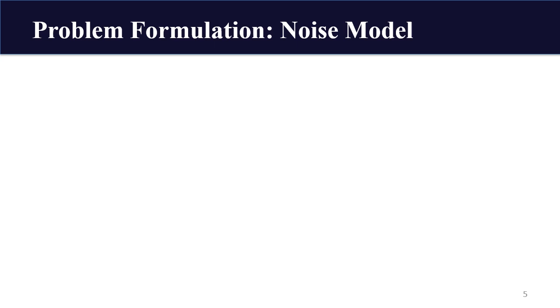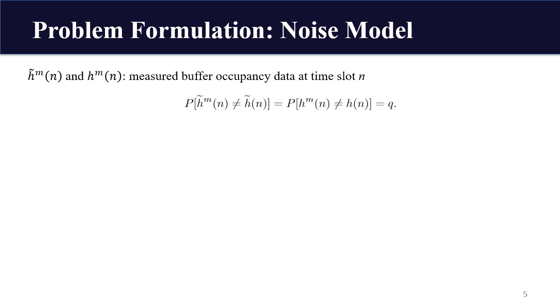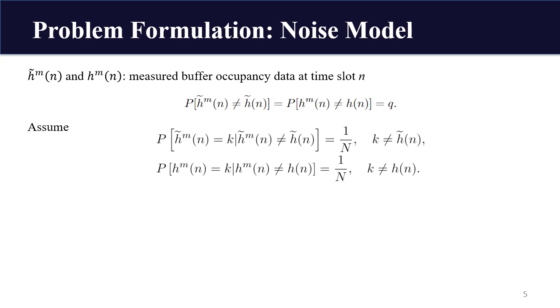Due to the technology limitation of the sensors and the noise in a manufacturing environment, the measured data may contain errors, leading to the deviations from the true quantities being measured. In our paper, to quantify the effects of the data error and develop methods to alleviate such effects, let Hmn tilde and Hmn denote the measured buffer occupancy data at time slot n, and assume that either one has a probability of Q to differ from its corresponding true value, Hn tilde or Hn. In addition, assume these functions are satisfied.